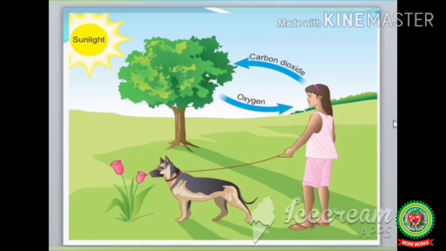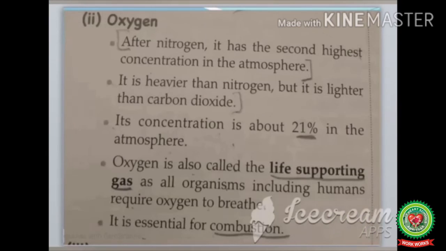Let's read about oxygen now. Oxygen. After nitrogen, it has the second highest concentration in the atmosphere. It is heavier than nitrogen, but it is lighter than carbon dioxide. Its concentration is about 21% in the atmosphere. Oxygen is also called the life-supporting gas, as all the organisms, including humans, require oxygen to breathe. We breathe with the help of oxygen. Without oxygen, we can't survive. It is essential for combustion. Combustion means the process of burning.